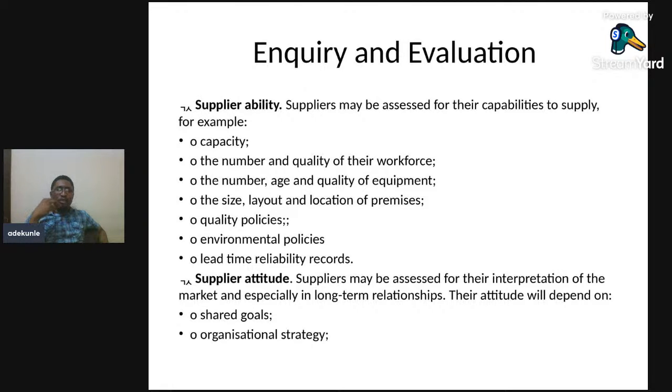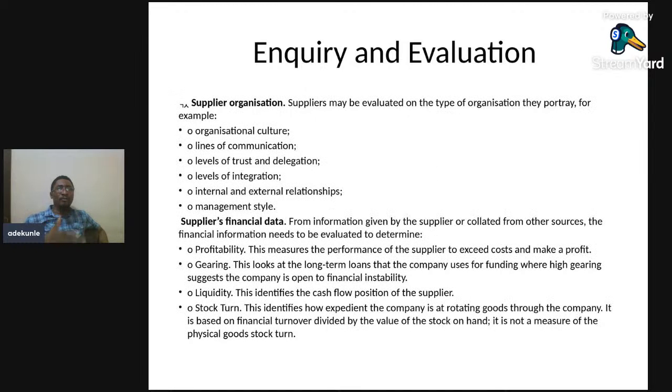Of course, you also want to appraise your supplier's attitude. Now, how do you do that? Your supplier may be assessed from the interpretation of the market, especially in a long-term relationship, and their attitude depends on their shared goals. You want to look at their organizational strategy when it comes to beating the market.